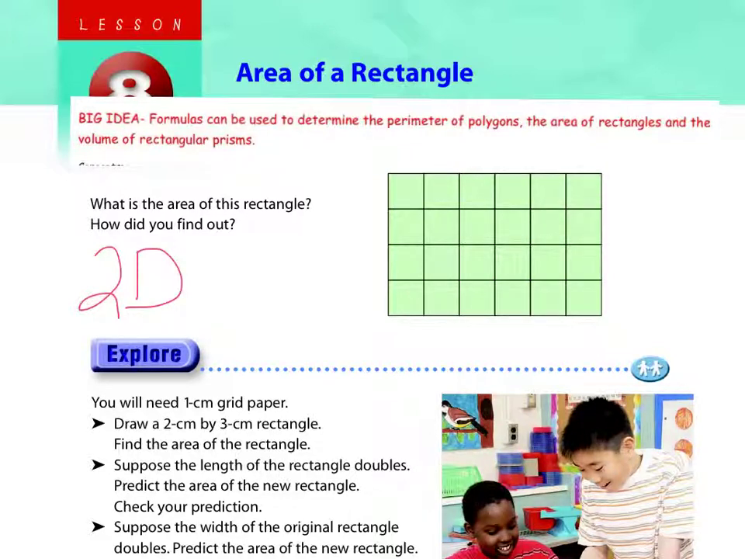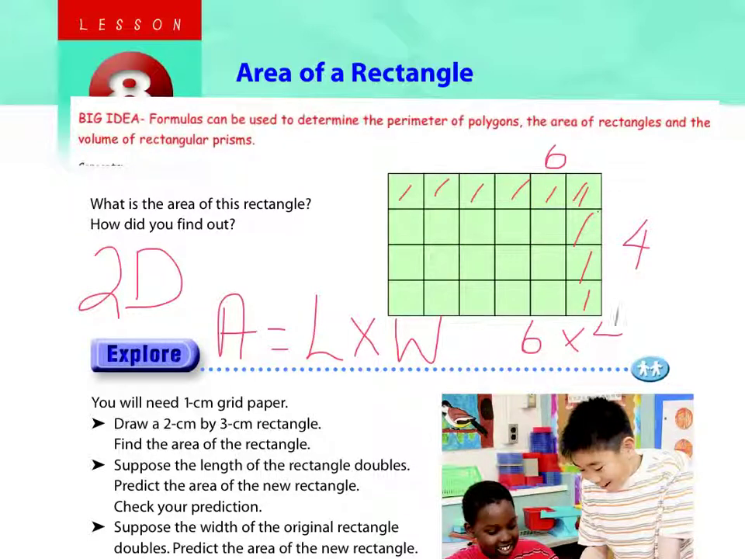One of the ways that we can find area is we can go area equals length times width. And if you think of your basic facts, and when we draw arrays, this is exactly what this is. If we have 6 across, and 4 down, 6 rows of 4, 6 groups of 4 is 24. And that is also our area.